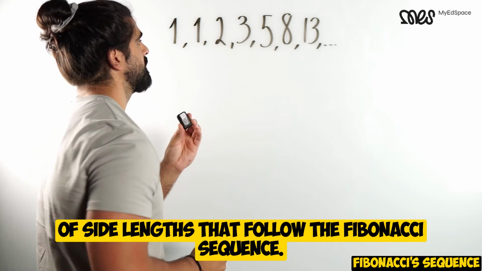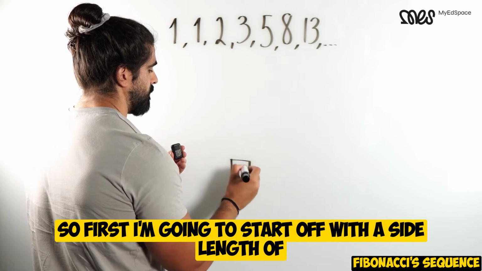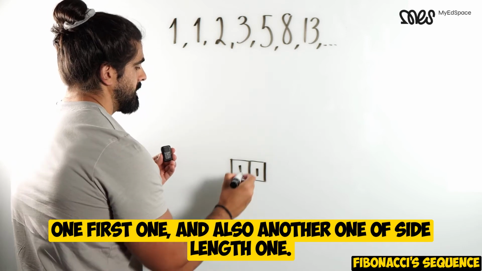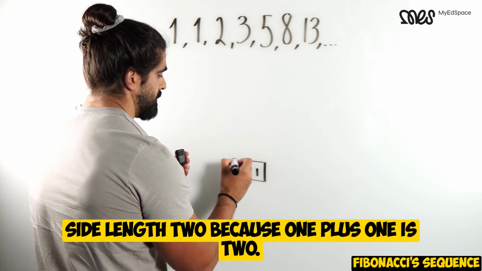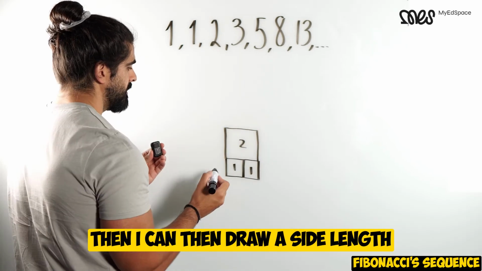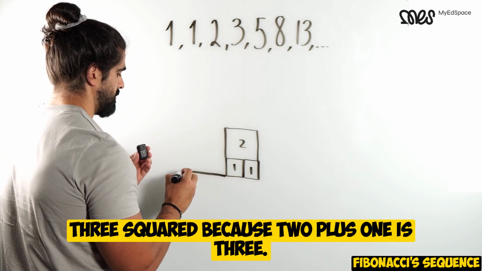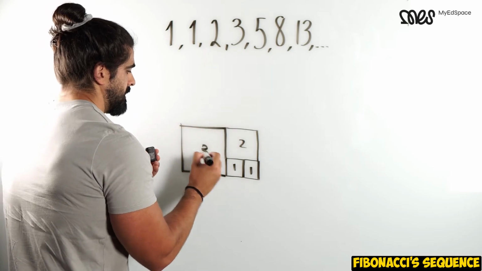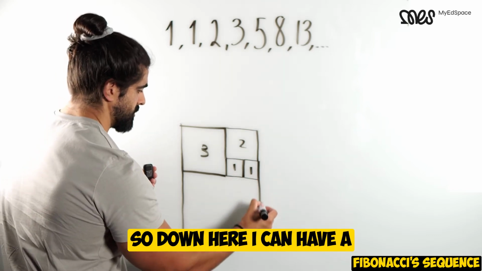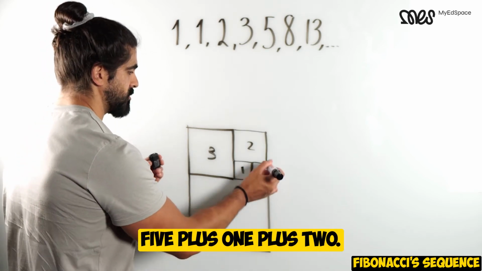Now, let's build this golden spiral using the numbers of the Fibonacci sequence by drawing squares of side lengths that follow the Fibonacci sequence. So first I'm going to start off with a side length of 1, and also another one of side length 1. Now that means I can draw a square of side length 2 because 1 plus 1 is 2. So up here I have a square of side length 2. I can then draw a side length 3 square because 2 plus 1 is 3. Then down here I have 3 plus 2 which gives me 5. So down here I can have a square of side length 5. Next we can do a square of side length 8, 5 plus 3.